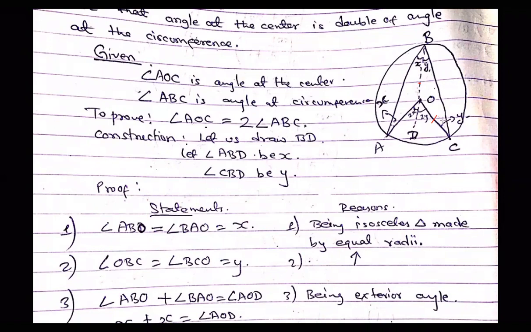So this is y and this is y also. Write the reason: the same region, being isosceles triangles made by equal radii.